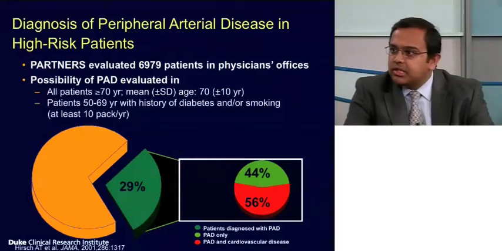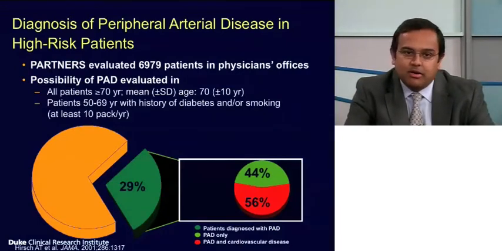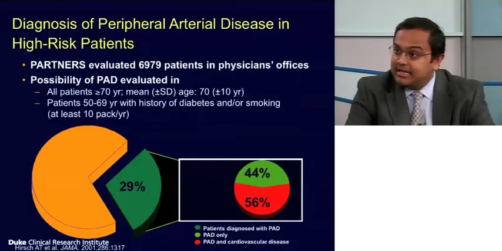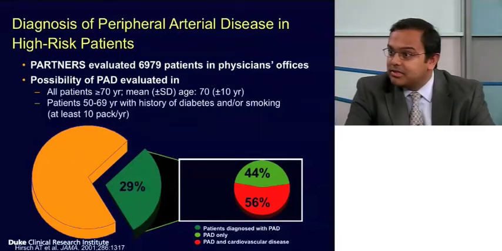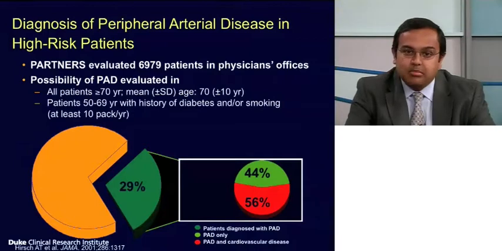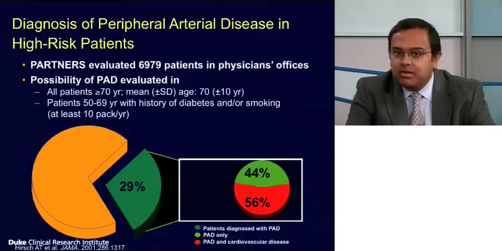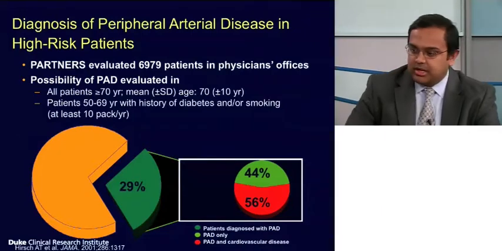Well, many have seen this slide. It's from the Partners study in Harvard. And what they did was pretty interesting. They took roughly 7,000 patients at their primary care clinics, cardiology clinics, and they took everyone over 70, anyone between 50 and 70 that had diabetes or tobacco use, and they did an ABI, just looking for peripheral arterial disease. And interestingly, as you see on the slide, roughly a third, or 29%, had peripheral arterial disease. Half of them, shown there in red, had also cardiovascular disease, and 44% just had peripheral arterial disease.